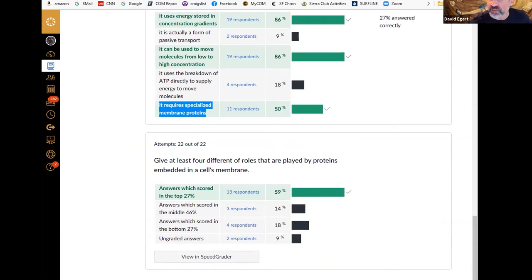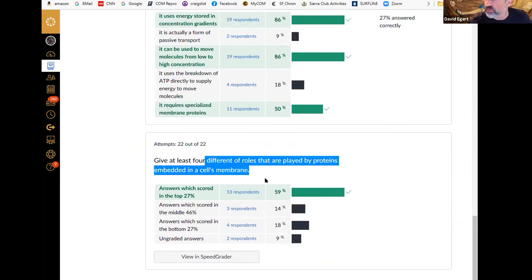A question? All right, give at least 4 different roles that are played by proteins. Different people got different points on this. Let me just go over that one more time, since it's at the core of what we've just been talking about.